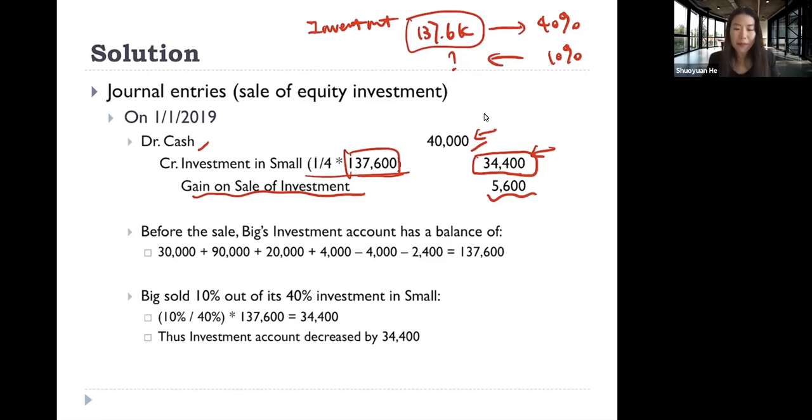So in this example, after selling this 10% ownership, Big still has 30% ownership in Small. So it is still using the equity method. It is not going back to the fair value method. But in some other situations, if Big sells enough shares in Small, it will need to go back to using the fair value method.